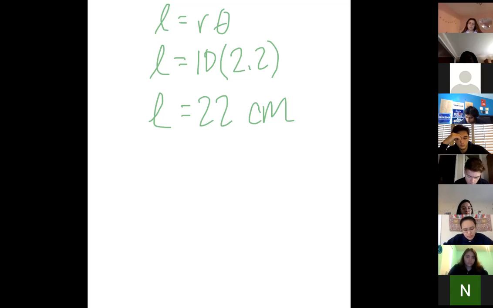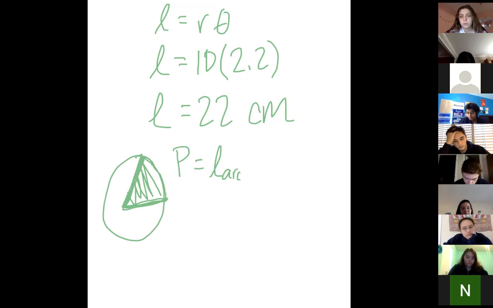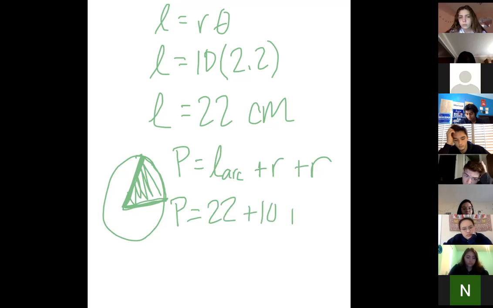Okay, the second part asks you to find the perimeter of the shaded region. This is the part that's shaded. That means you need the length of the arc, but you also need these 2 pieces right here, which are both the length of the radius. So the perimeter is equal to the length of the arc plus the radius plus the radius, which means that it is 22 plus 10 plus 10, which is 42 centimeters. So that's our perimeter.